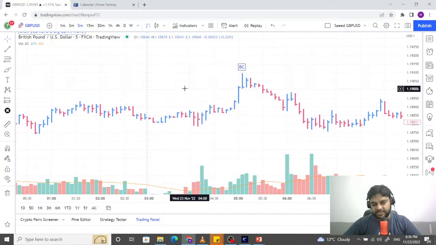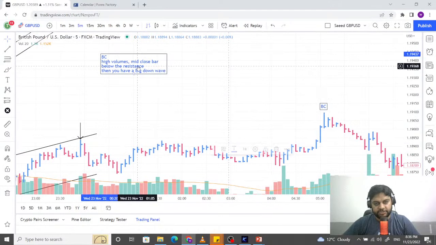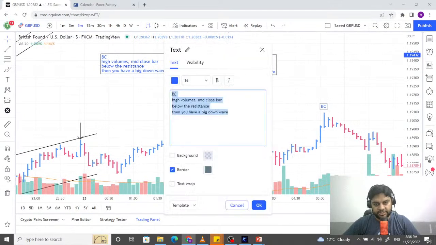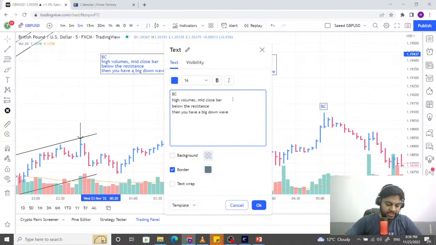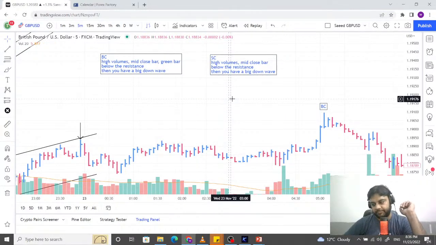What's a selling climax? A selling climax is the opposite of BC, the exact opposite of BC. What do we have in a selling climax? High volume, mid close bar. So this BC bar is going to be a green bar because it's a bullish bar.